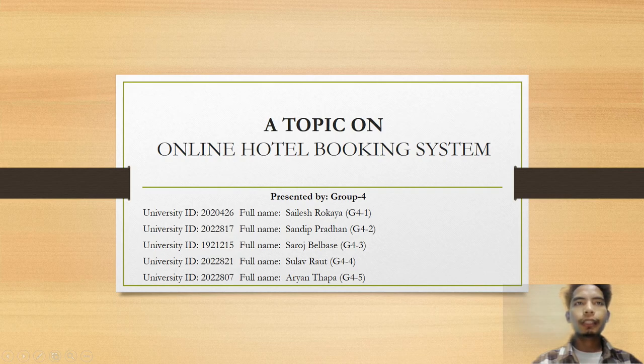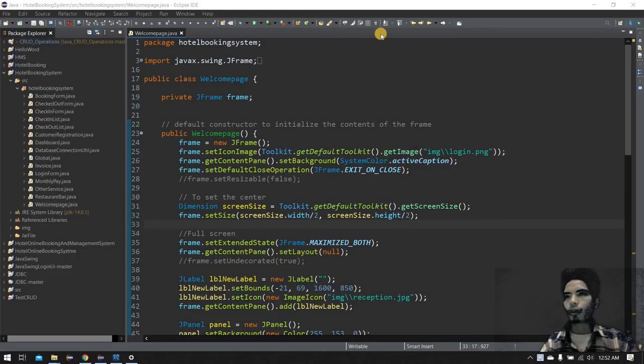Our project name is Hotel Online Customer Booking and Management System. We have developed this software using Java Swing and MySQL for the database. Now let's start the demo. Going to open the software.